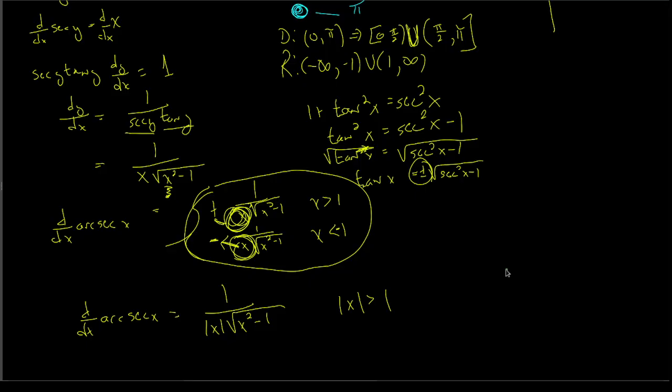The chain rule does apply to this, and so that means that the derivative of arcsecant of u is equal to 1 over the absolute value of u, which will be a whole function, times the square root of u squared minus 1, times du dx. And so there's our arcsecant.